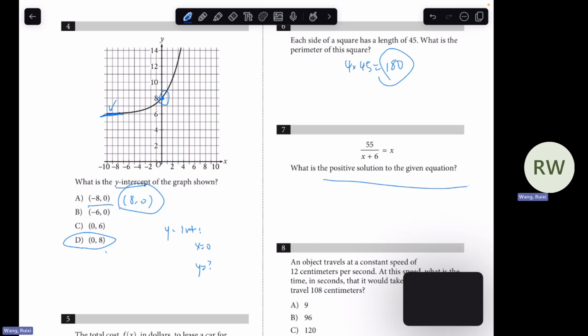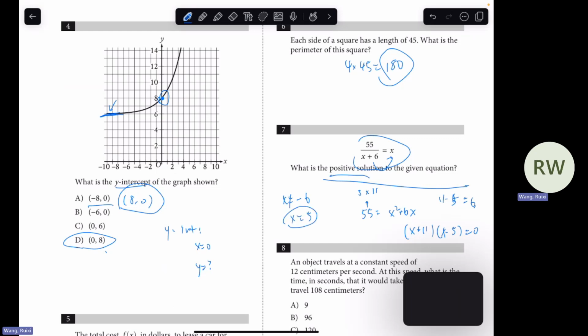Positive solution to the given equation. First you know that x doesn't equal -6. Then you multiply this to the side, you get 55 equals x squared plus 6x. To solve this, you can use either the quadratic formula or factoring. I'm going to do it by factoring. I realize this is 5 times 11, and 11 minus 6, sorry, 5 is actually 6. So you plus here and you minus here. So x equals 5 because we are looking for the positive solution. Make sure you capture this part.